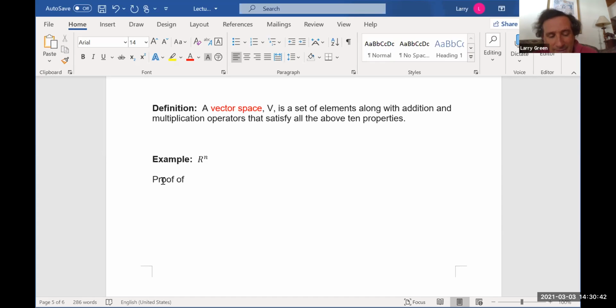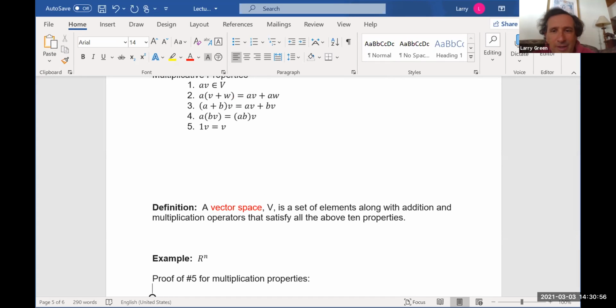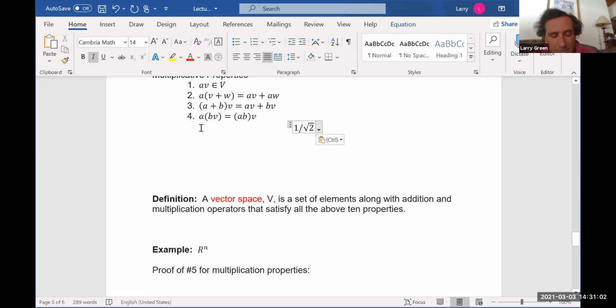So proof of number 5 for multiplicative properties. And by the way, it's always a good idea to write down what we're trying to prove, because if you don't know what your goal is, you'll never get there. We're trying to prove 1 times v equals v.